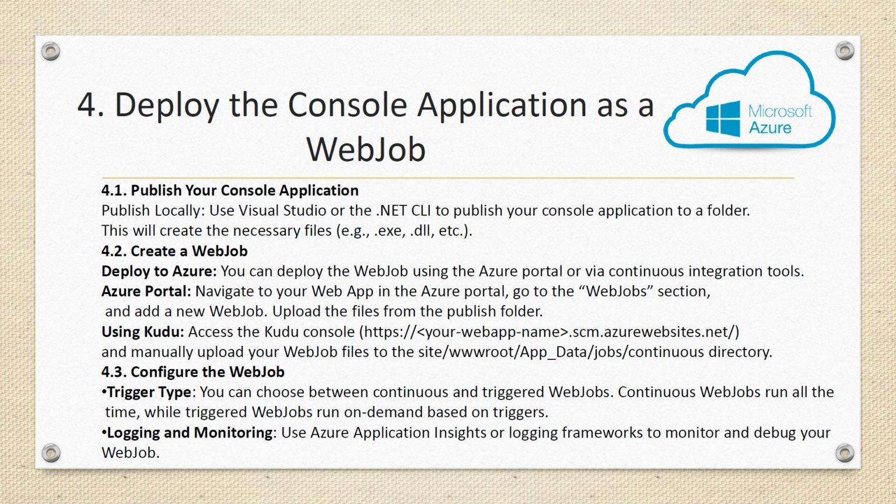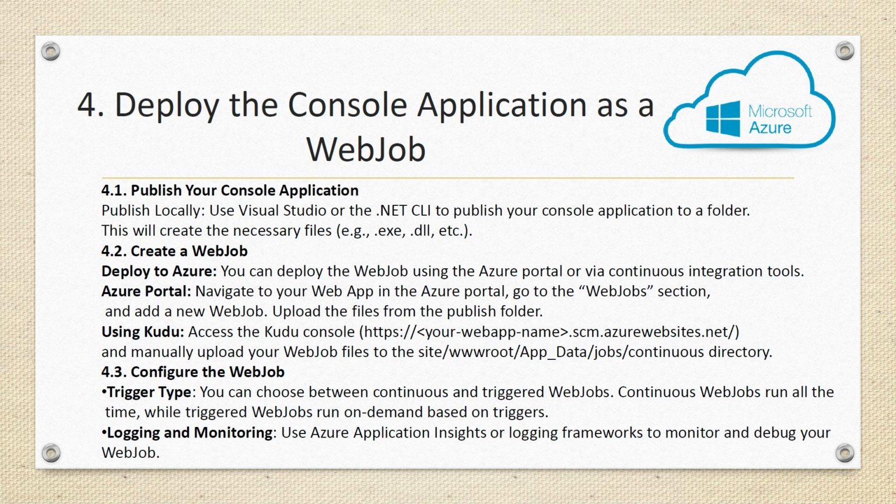Configure the web job trigger type. I mean, how will your web job react? Is it continuous or a triggered web job? This is based on how your current Windows service is running. Was your Windows service running continuously, I mean all the time, or condition based, or event based? You need to identify that from your Windows service. If you already have that knowledge, I mean how your Windows service was running in the legacy applications, you can configure it in the same way.